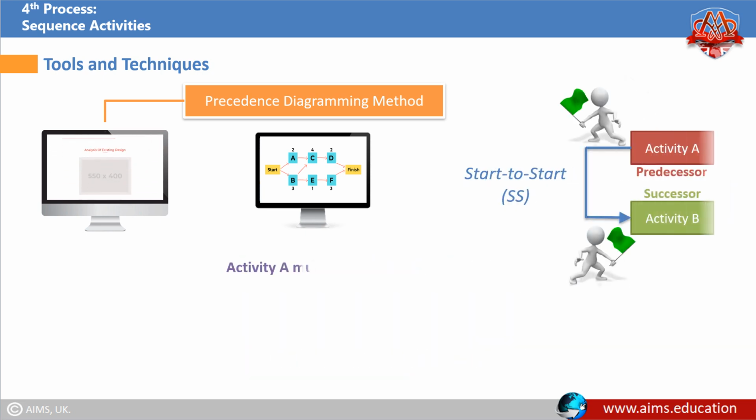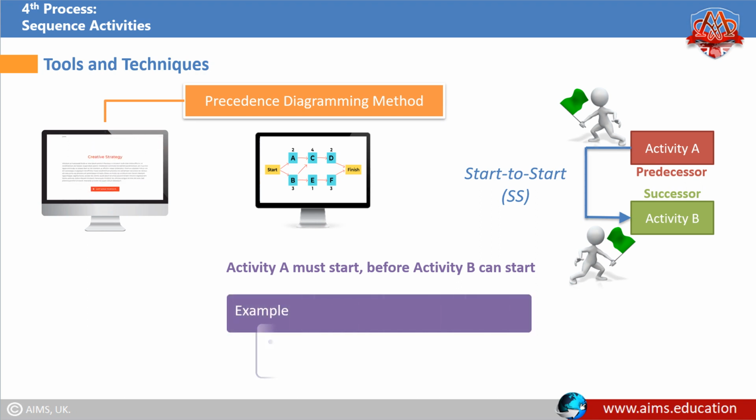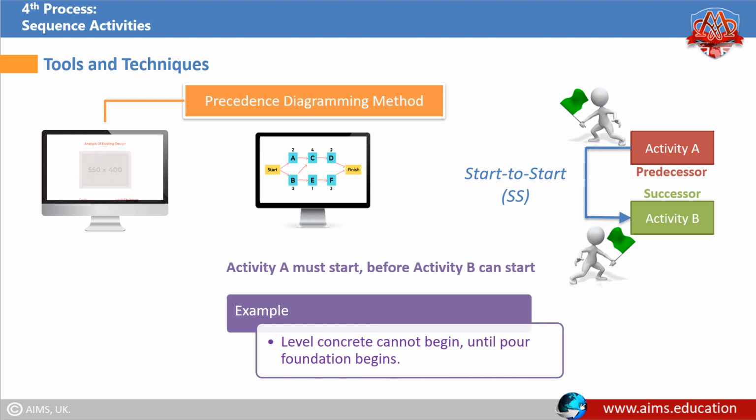Start to start. Activity A must start before activity B can start. The initiation of the work of the successor depends upon the initiation of the work of the predecessor. For example, level concrete cannot start until pour foundation is started.